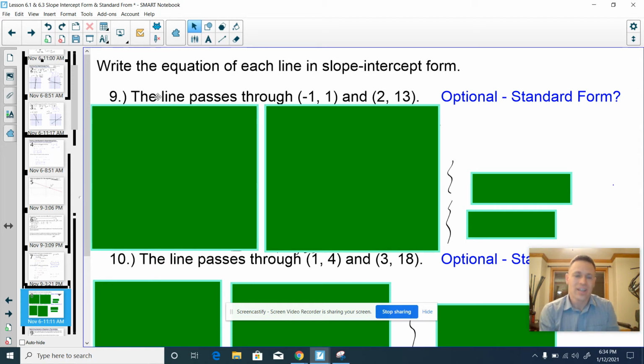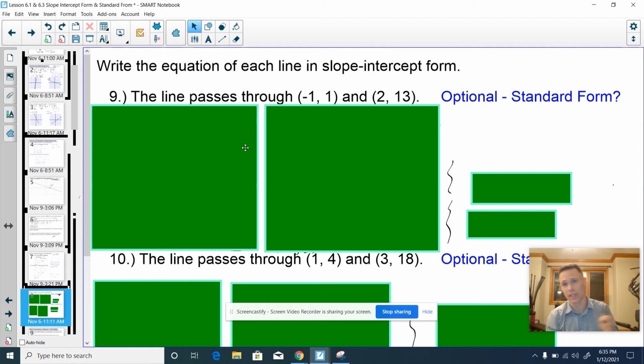All right. So write the equation of each line in slope-intercept form. We've got to do it again. But look at what we're given. I don't have a slope. I don't have a y-intercept. So how am I going to do this? All I'm given are 2 coordinate points, right? Think about this for a second. Do we have a way of finding any of that information just given 2 coordinate points?